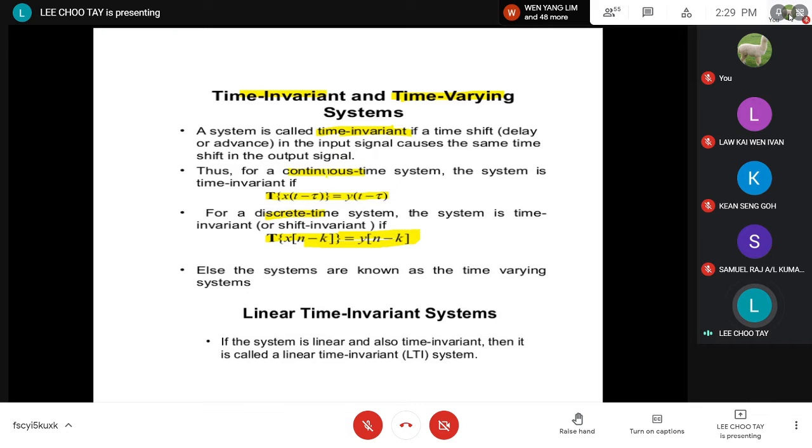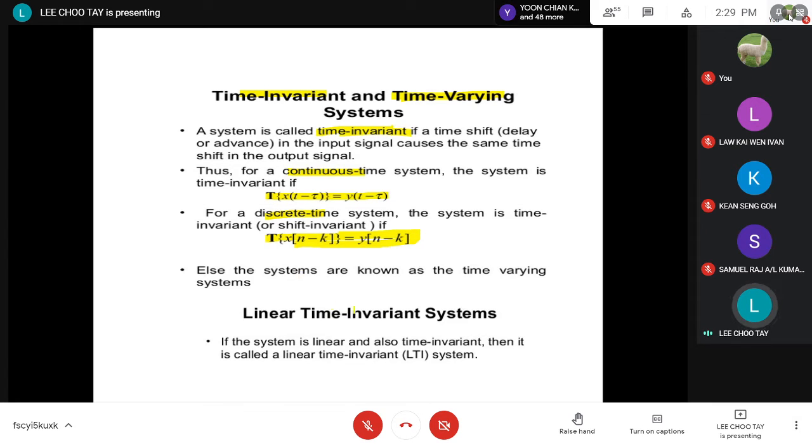So this is for continuous time. For continuous time in the equation, you see that we always use t. But for discrete time, we use n. n means the sample at a certain time. So this is for discrete time. Again, you can see that whenever you shift the input by k, then the output also is a shifted version of the output at n by k. So it's the same shifting that occurs at the output.